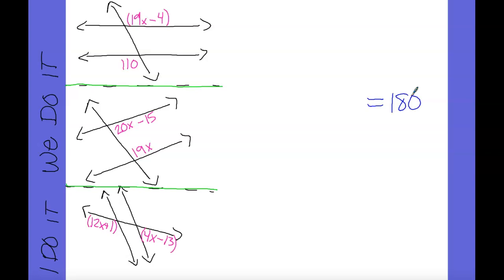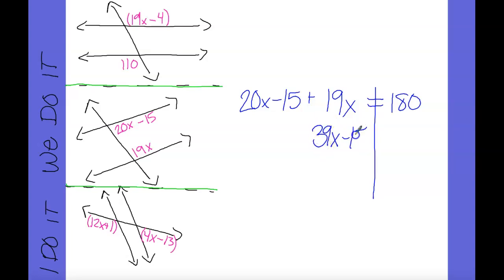Okay, so this angle is 20x plus minus 50, plus this angle is... What would you do first to solve? Put the x's together. If you have 20 x's and you add 19 x's, how many x's do you have? 39. How do you want me to do it? Write it down the side.